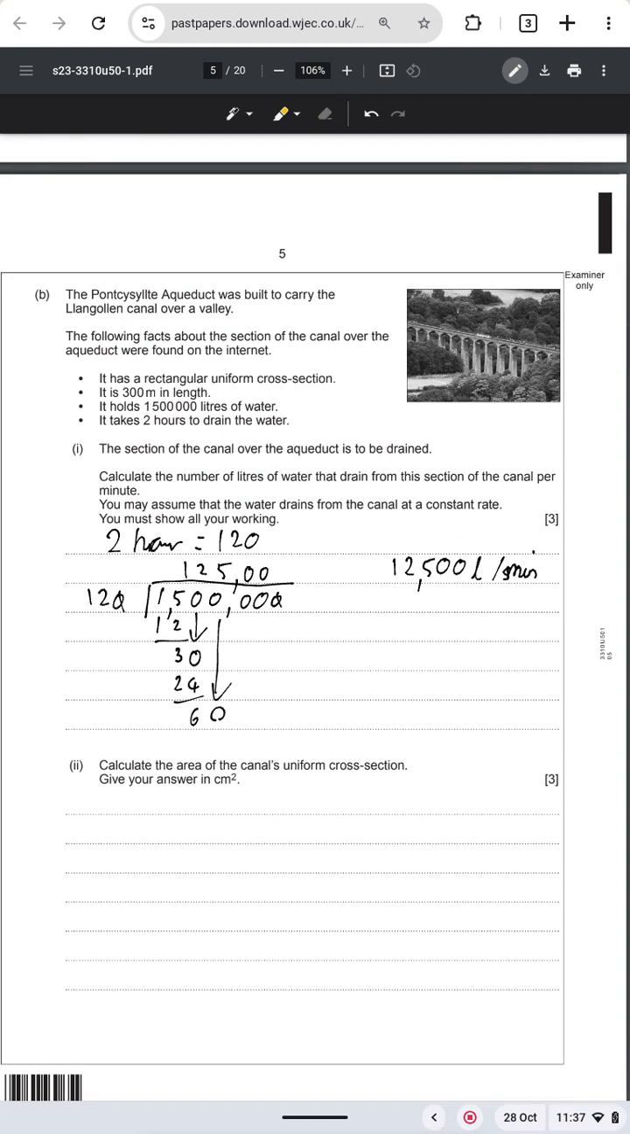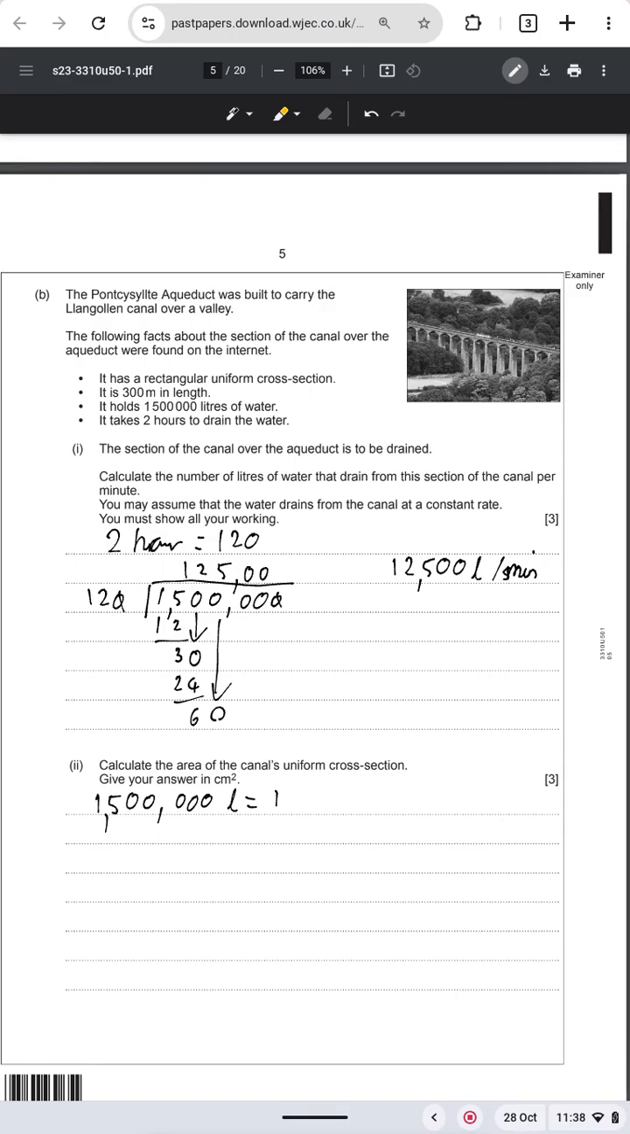Calculate the area of the uniform canal cross section. Give your answer in centimetres squared. So again, we've got this 1,500,000 litres. So we need to convert that into centimetres. To convert into centimetres cubed, we need to times by 1,000 because every litre is 1,000 centimetres cubed.